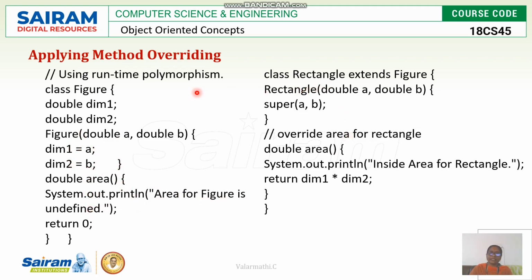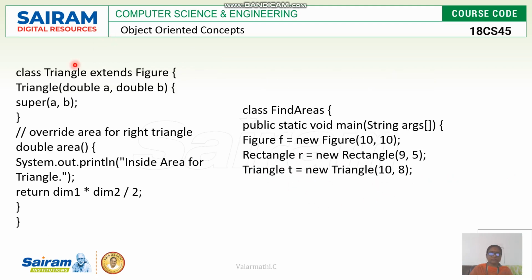Then this class is extended by the Rectangle class. At that time super(a, b) is called, so the values of the first dimension and the second dimension will be assigned respectively. When the area method is overridden, at that time System.out.println prints inside area of rectangle, and it returns dimension 1 into dimension 2. Similarly, it is done for Triangle.